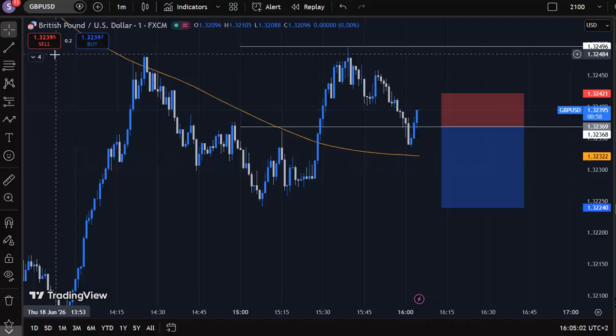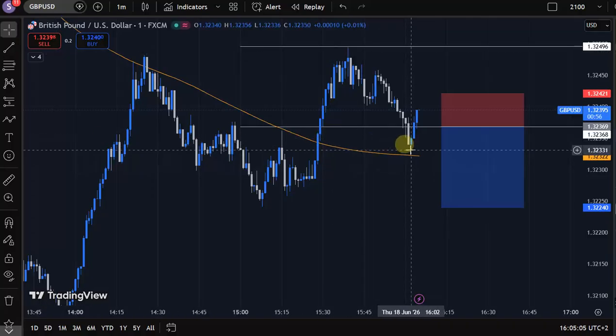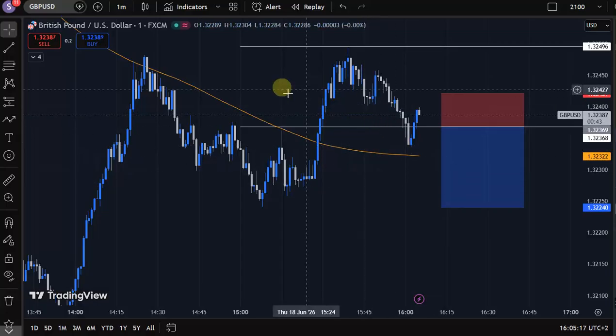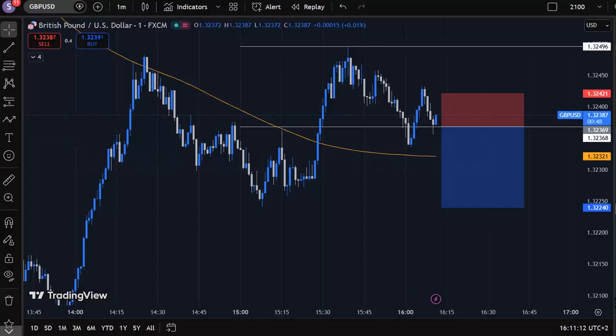Because right now this thing is liquidity lying here. Everybody who entered here for a buy will be a scapegoat if you're coming down. Let's see what's happening.